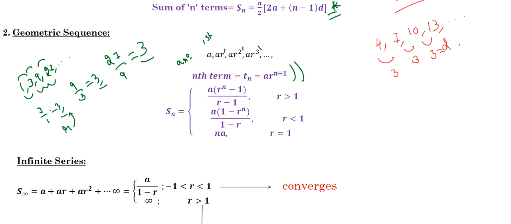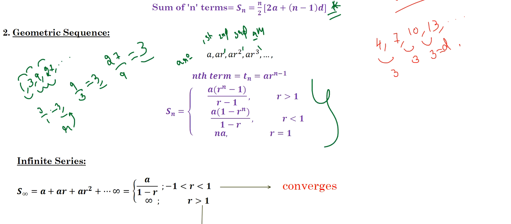First term a into r power 0, second term a into r power 1, third term a into r power 2, fourth term a into r power 3. So if the term is 4, then the power is 3. If the term is n, then it's going to be n minus 1. Right. Now the sum, this is going to be useful.